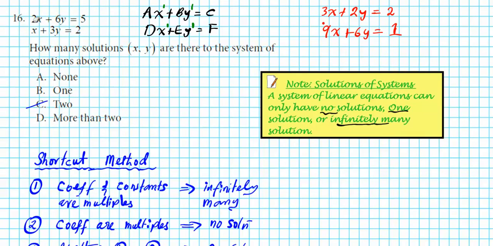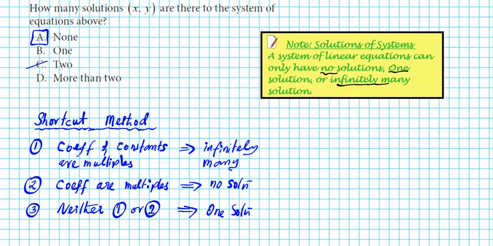If you look at the coefficients, are they multiples? The answer is yes. If you double the coefficients of the second equation, guess what? You end up with the coefficients of the first one. But are the constants multiples? If you double 2, do you get 5? The answer is no. So in this case, only the coefficients are multiples of each other. So guess what that means? You have no solutions. Your answer is option letter A. Okay, so that's the shortcut.